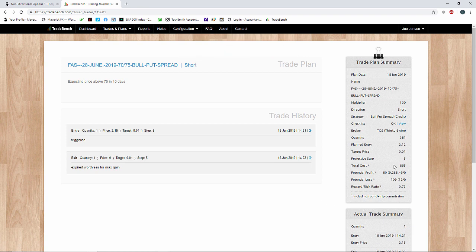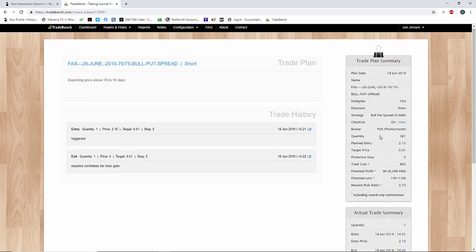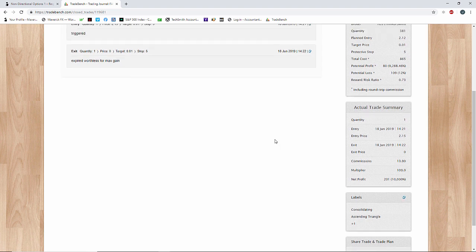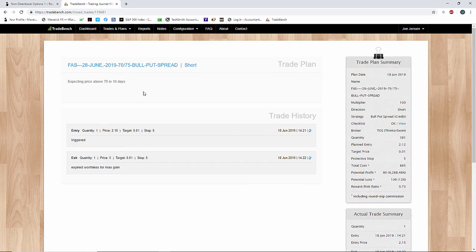Okay, so here was our trade summary. This is our breakdown, potential risk rewards, all of that, and then here's what really happened. We got in. I know the dates are the exact same, but they wouldn't be. Commission, we paid about $13.90, multiplier times 100. We profited $200 after commissions. Not bad. Here's what we were expecting. This is the history, and with our notes, and so on and so forth.